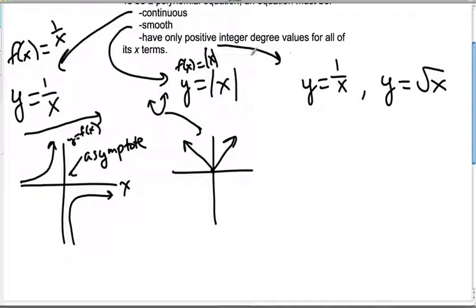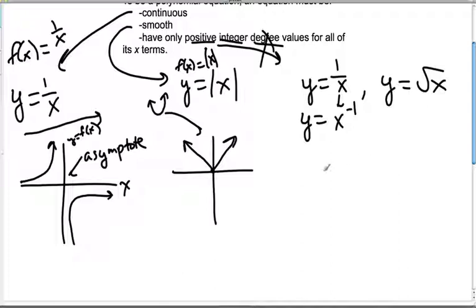Next, we have to have positive integer degree values for all its x terms. It needs to satisfy all these three stipulations. This one, y equals 1 over x, can also be written as x to the negative first power. And why does it not satisfy this? Because it's not positive. It's an integer and it's a degree, but it's a negative integer, so it's not a polynomial equation.